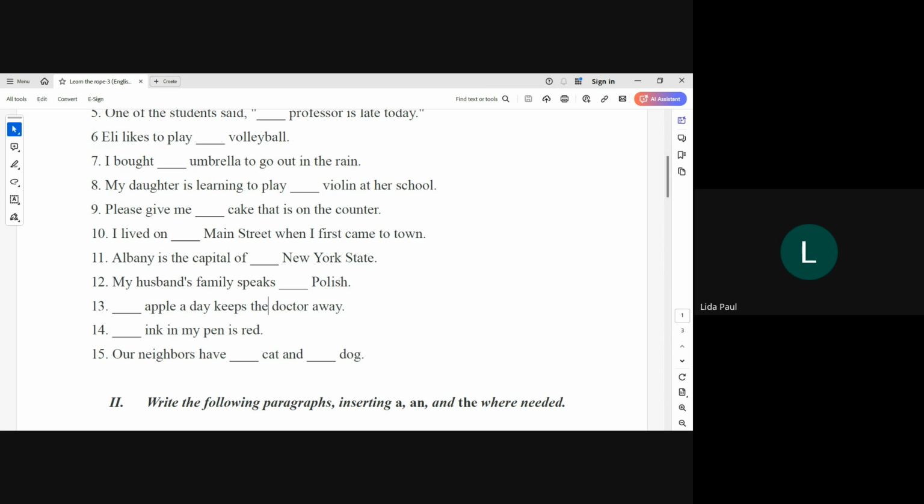If the sentence is Ailey likes to play dash game of chess with her friend, do you have to use an article there? Ailey likes to play dash game of chess with her friend. A game of chess. I'm just typing it out in the chat so that if anyone's making a note, they can use it. He likes to play that game of chess.